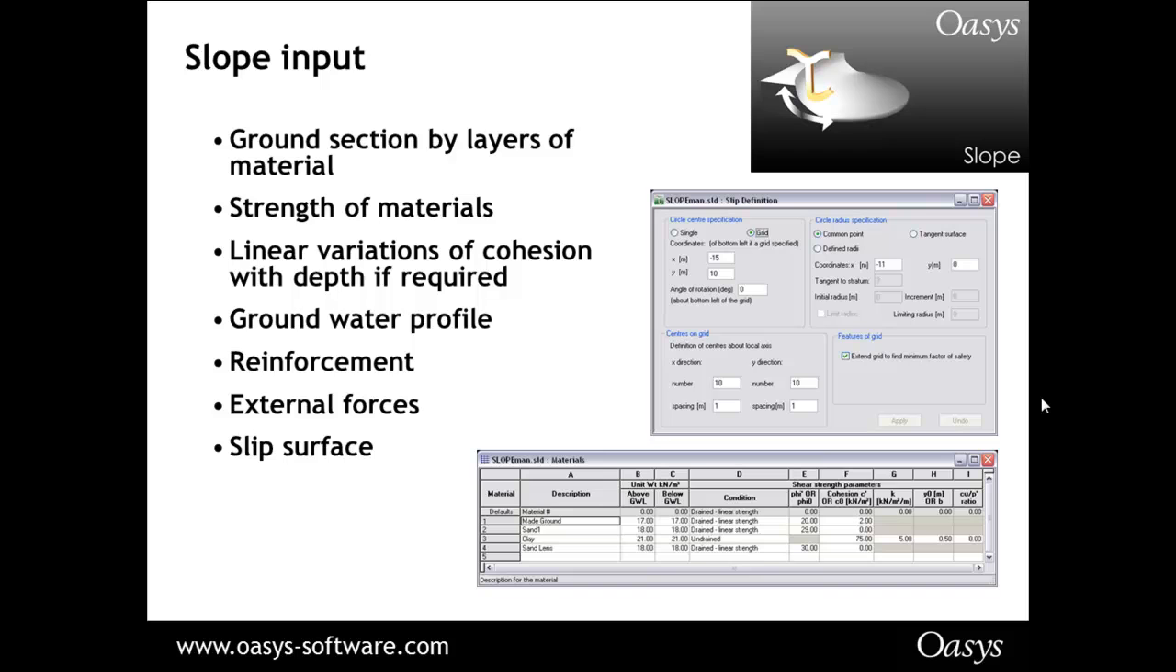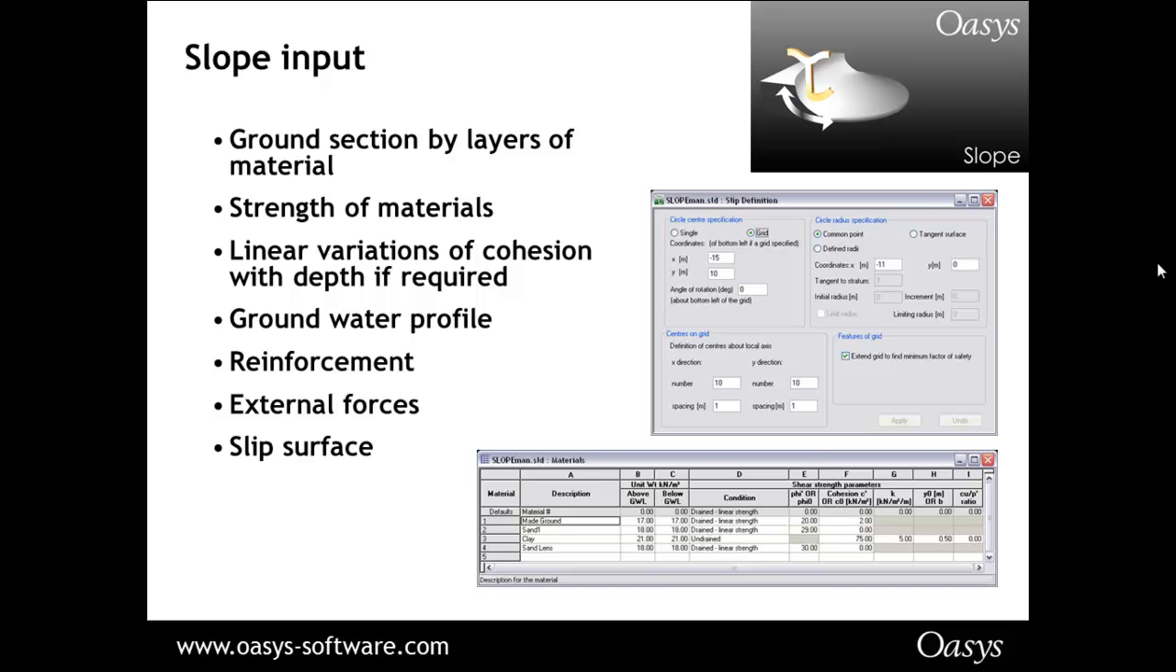It is important to understand the slope inputs because that gives you an idea of how the program works, and we're going to really familiarize you with this in the run-through. But very briefly, you need to give information about ground sections by layer of materials. So what you do is you type in the strata, you type in the material properties, such as the variation of cohesion or the strength of materials. You give information about the groundwater profile, reinforcement. You can put external forces. It can be horizontal or vertical or tangential.